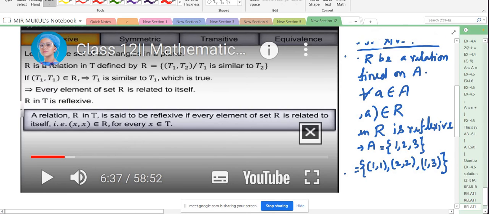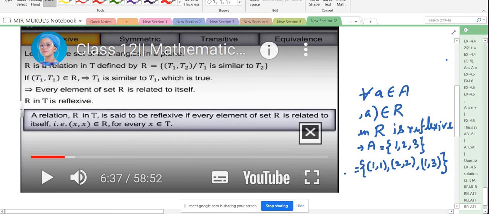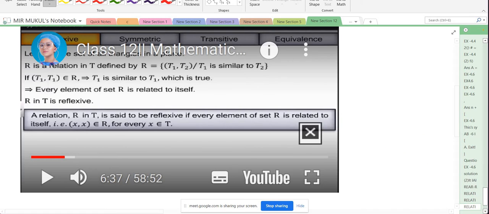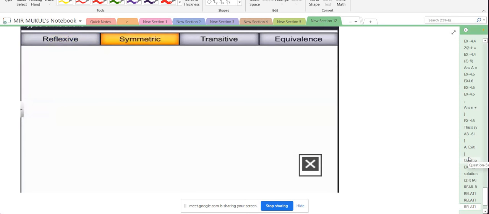Now we'll understand symmetric. What is the meaning of symmetric? Whatever definition you want, you can give. But here, one thing you will keep in your mind. For all symbol you will use, for all small a belongs to capital A. If (a, a) belongs to R, then we can say that R is reflexive. Otherwise, we can't say it is reflexive.